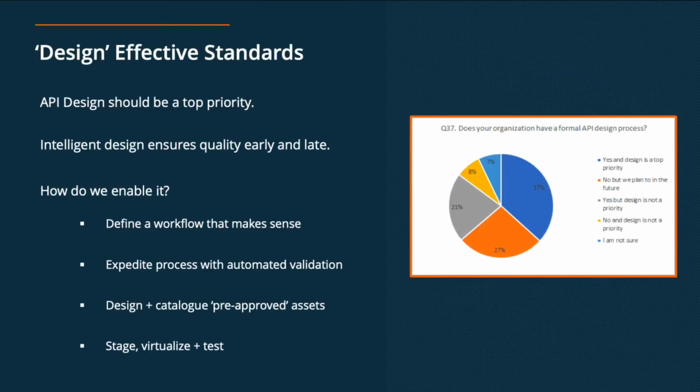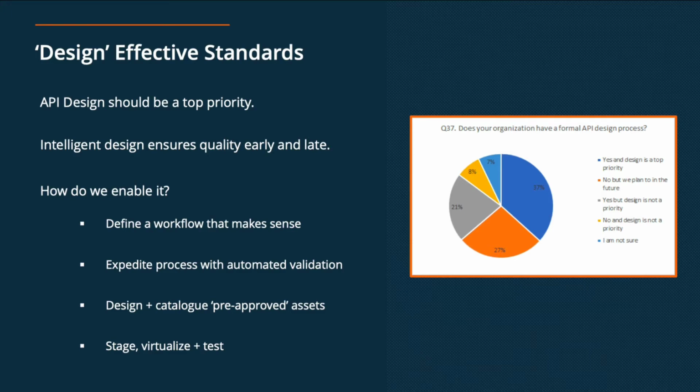So if API quality is going to be a priority for your team, that pretty easily translates to API design being a top priority, because the earlier on in the software development lifecycle that you're able to ensure quality, it's more cost effective, and it means that you're going to have fewer problems later on when it comes to testing and monitoring your APIs. So what's a way to really build in that quality early on?